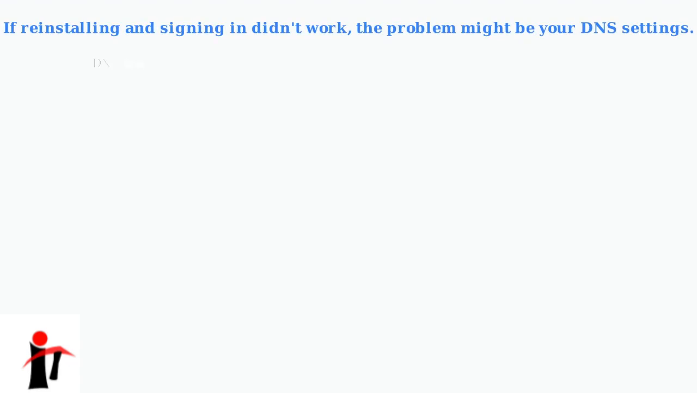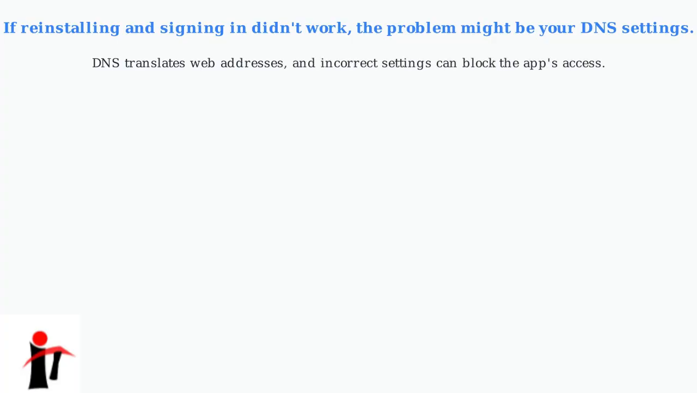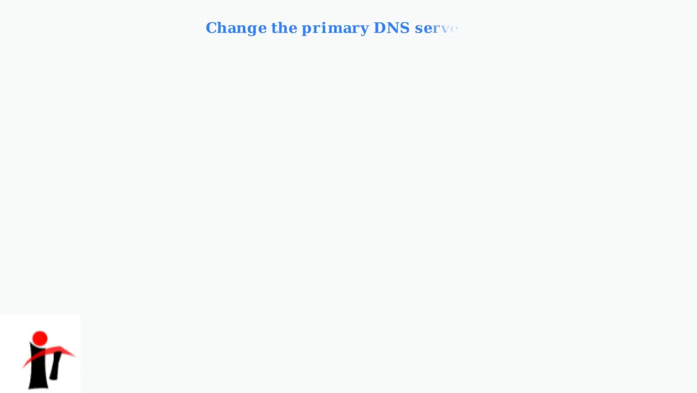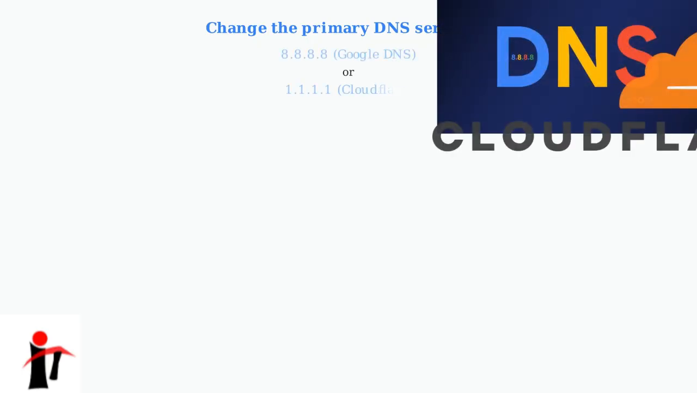If reinstalling and signing in didn't work, the problem might be your DNS settings. DNS translates web addresses, and incorrect settings can block the app's access. On your Apple TV, go to Settings, Network, Wi-Fi, Configure DNS, Manual. Change the primary DNS server to 8.8.8.8 Google DNS or 1.1.1.1 Cloudflare. These are reliable and often bypass ISP-related issues.